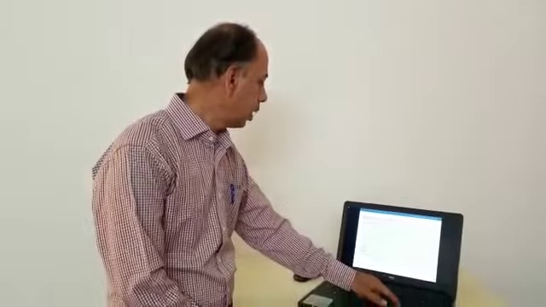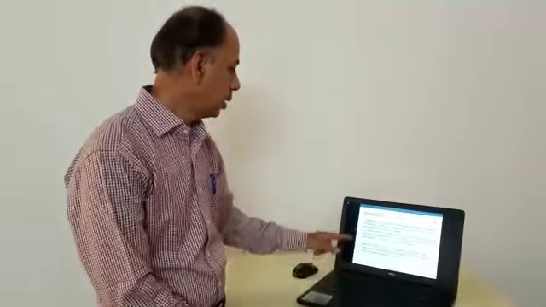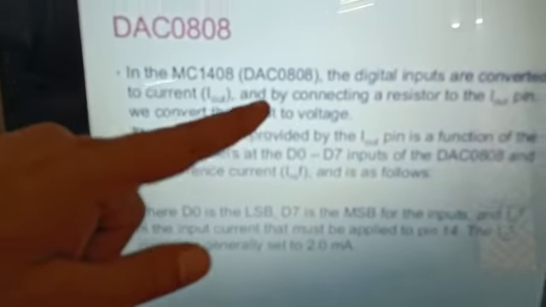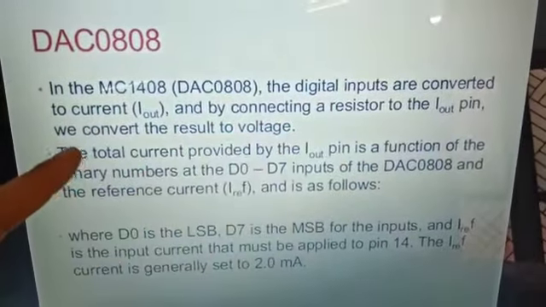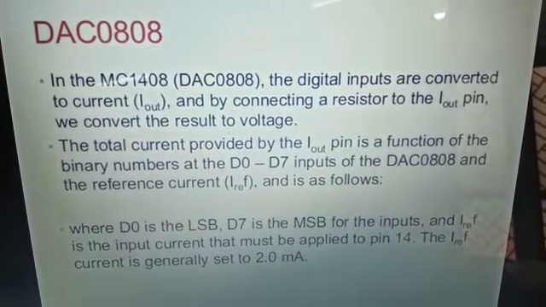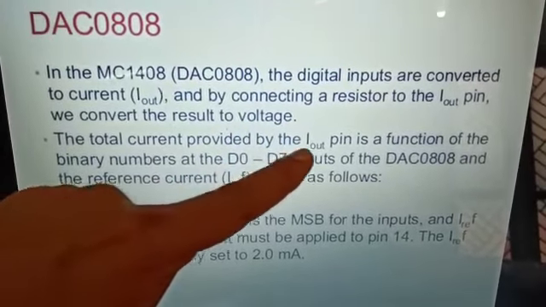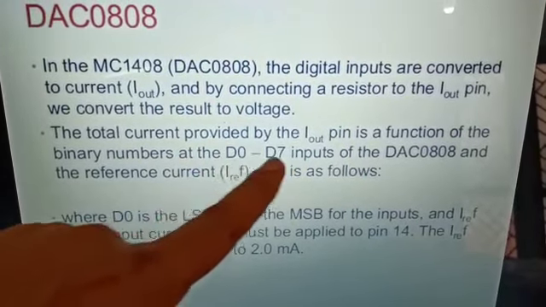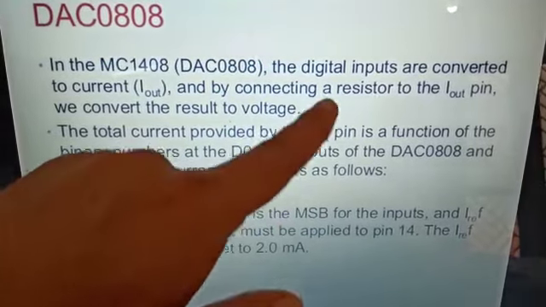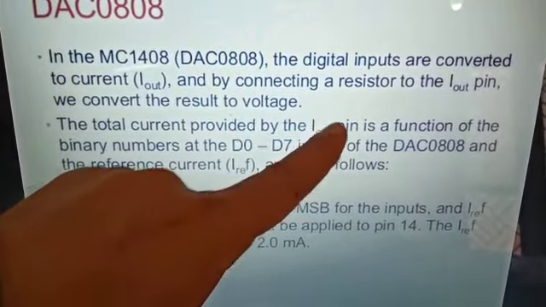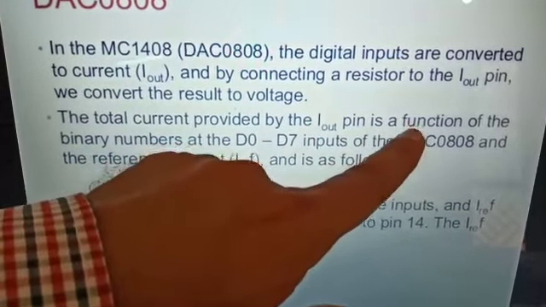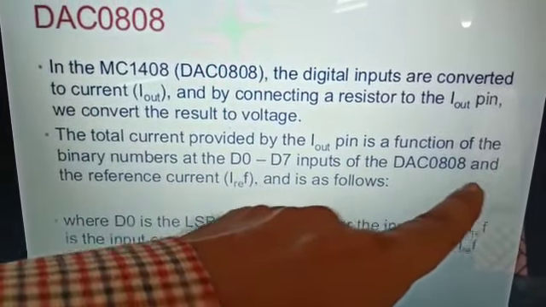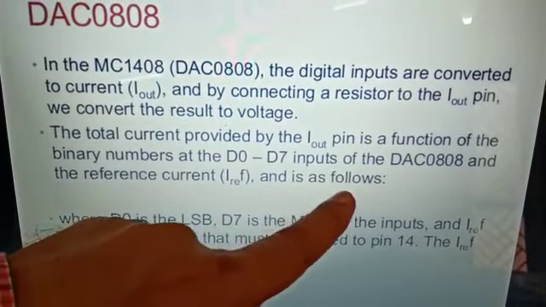Now let us go to the interfacing of this device. In the DAC 0808, the digital inputs are converted to current. Already I explained. By connecting this resistor to the I output pin, we convert the result from current to voltage. The total current provided by the I output pin is a function of the binary numbers at D0 to D7. These are the 8 digital input data, converted into an analog current. Again, this analog current is converted into analog voltage by the current to voltage converter, that is, the op-amp is considered.